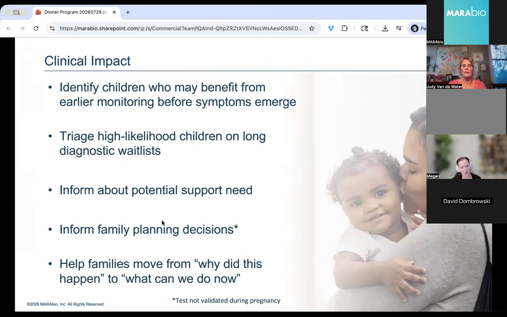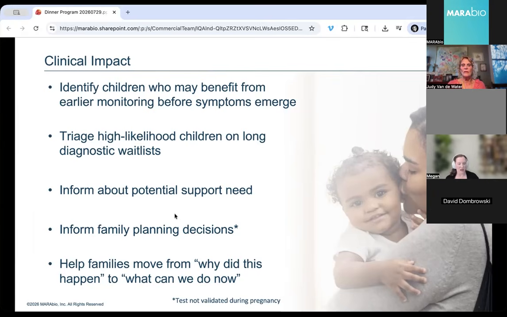Of course, informing for family planning decisions. Family planning decisions can come in a lot of different ways for the family, depending upon where they're at. But surrogacy may be an option for them. This is a gestational exposure. Could a surrogate provide that kind of pregnancy environment that mitigates this maternal autoantibody exposure?